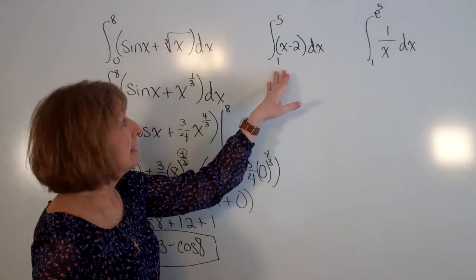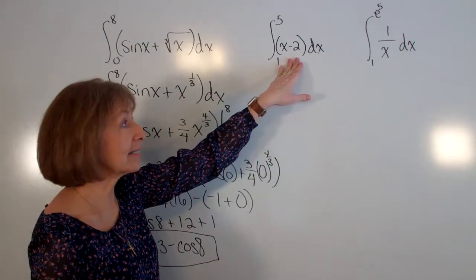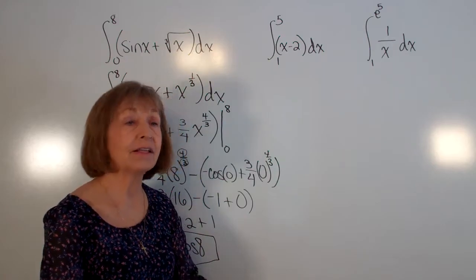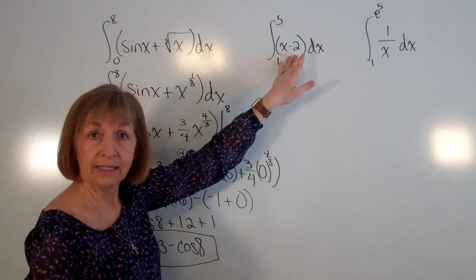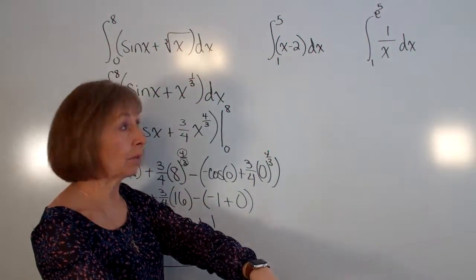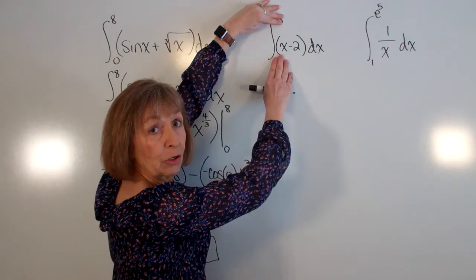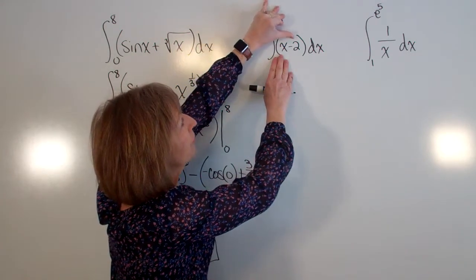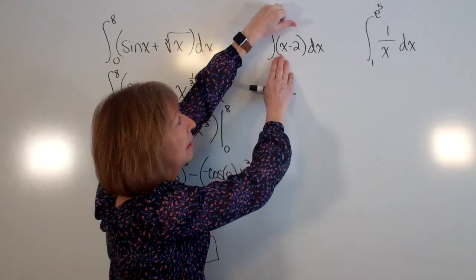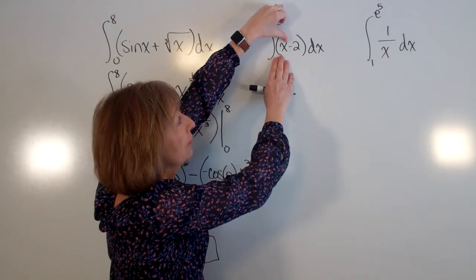Okay, next one. This is the definite integral from 1 to 5 of x minus 2 dx. Well, remember we want to find an antiderivative of this x minus 2 and then evaluate it by plugging in the 5 minus plugging in the 1. So think indefinite integral first, just don't put the plus c. So two different terms. If there were a power here, I would need to multiply it out or use substitution or something like that.